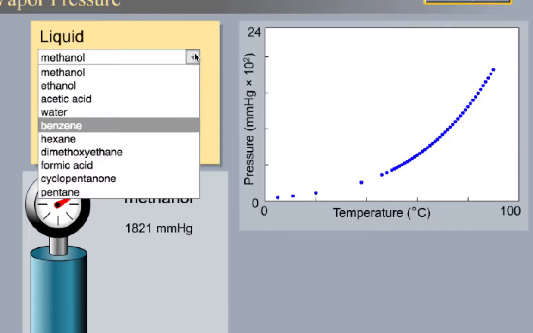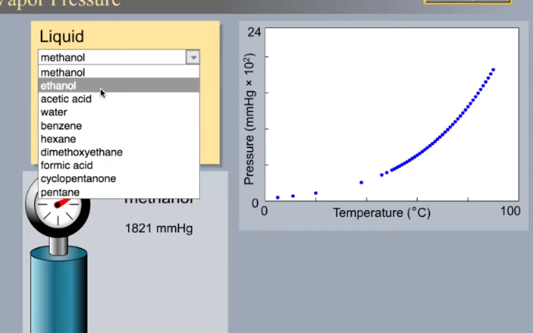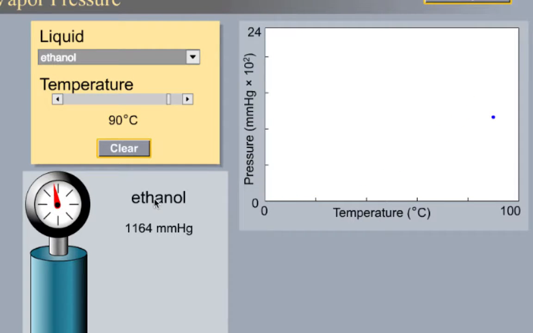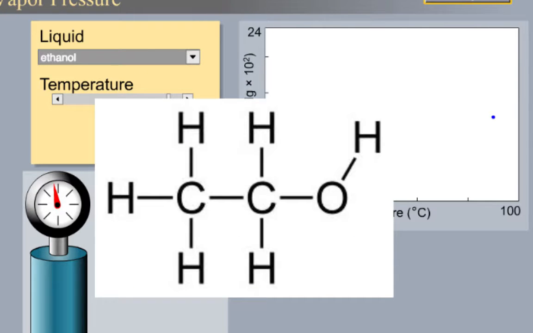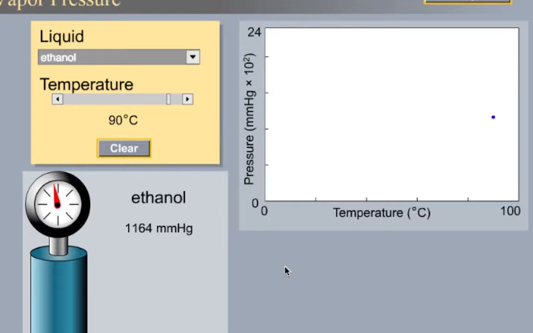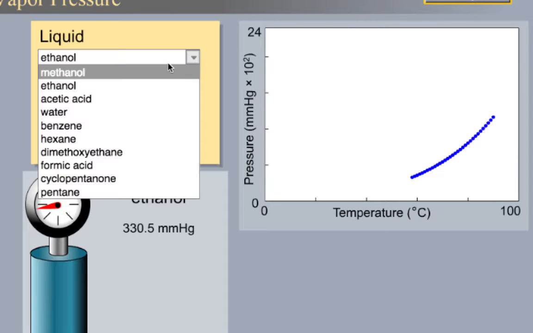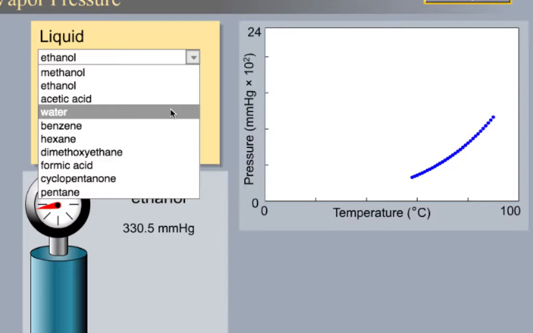And then let's go pick a different gas real quick. Let's pick ethanol. Now, ethanol is this molecule right here. Ethanol is 1164 millimeters of mercury. And if I just draw the same graph, this time going down in temperature, you'll notice that the vapor pressure falls. And again, that's just because as temperature falls, there's less energy available for the liquid molecules to turn into a gas.